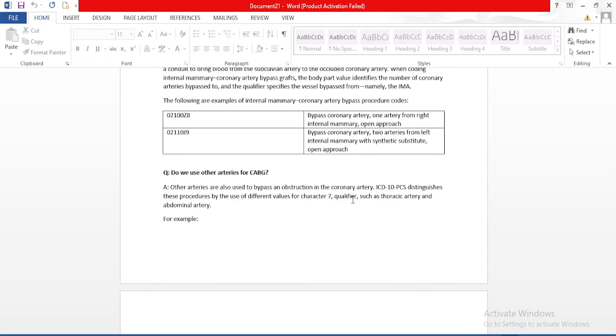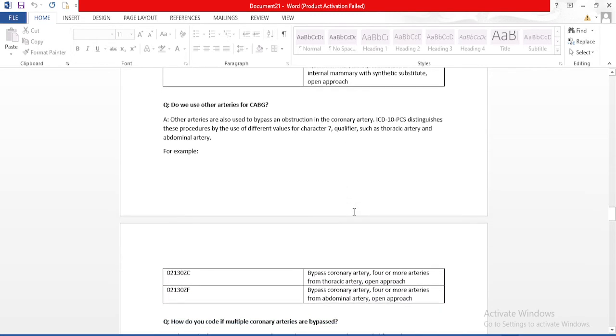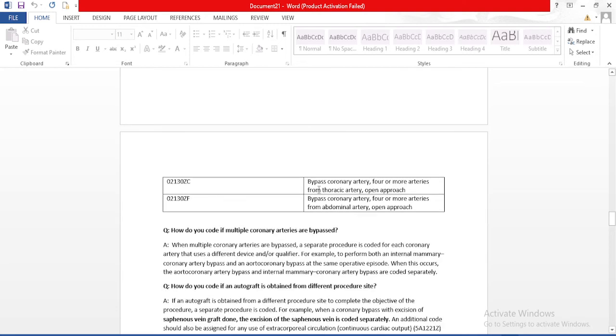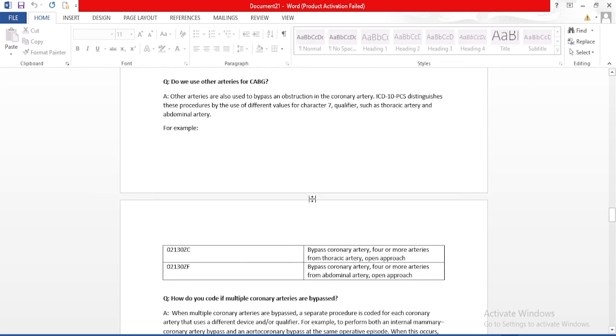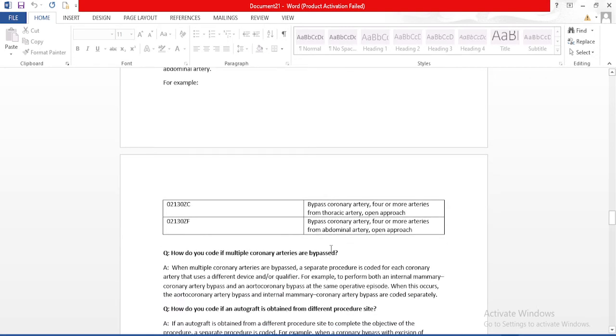Next question. Do we use other arteries for CABG? Answer: other arteries are also used to bypass an obstruction in the coronary artery. So ICD-10-PCS distinguishes these procedures by the use of different values for character 7 qualifiers such as thoracic artery and abdominal artery. So what is the meaning of this? Usually we will perform the bypass using other arteries also. For example, if you use thoracic artery and abdominal artery, we need to mention it in the character 7 qualifier.